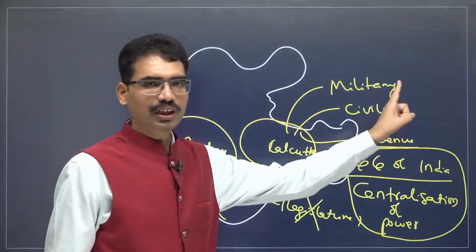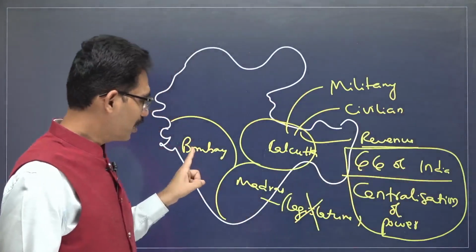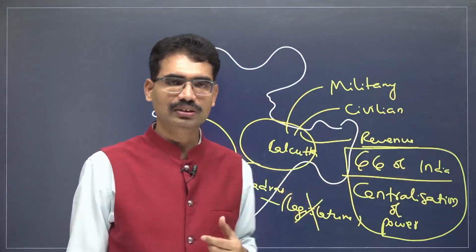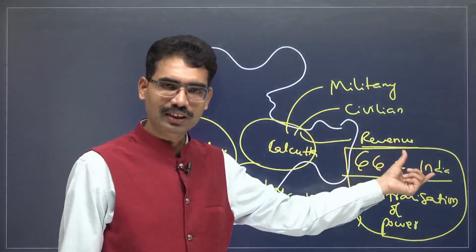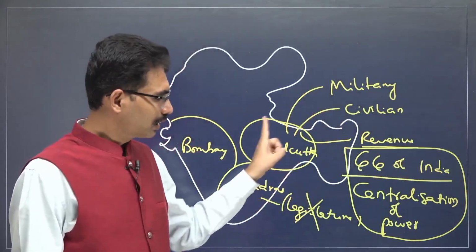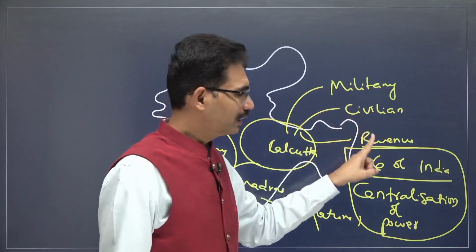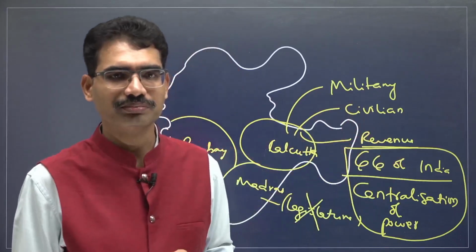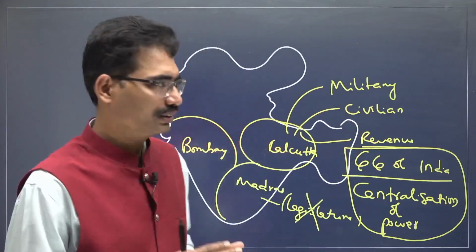The Governor General of India is going to become supreme. Centralization of power takes place. Madras and Bombay also cannot legislate for their cases. They have to depend on the Governor General's Executive Council and Governor General's Legislative Council. The Governor General is going to take care of all these military, civilian, revenue, all kinds of affairs. This is what the 1833 provisions are.